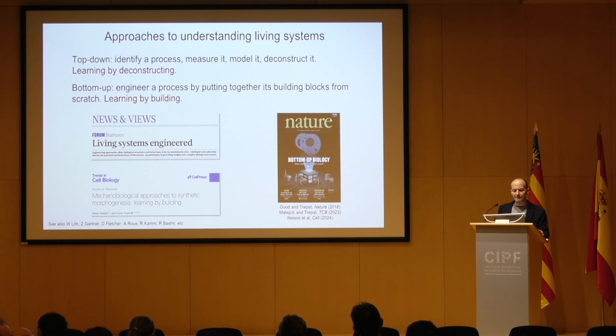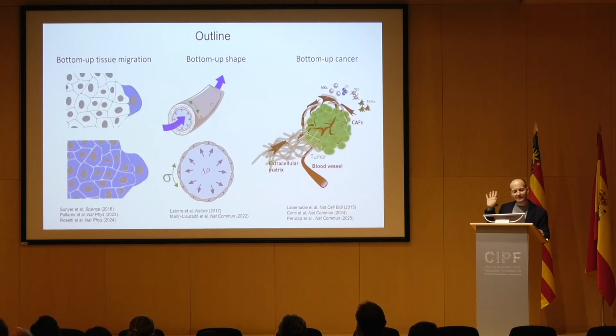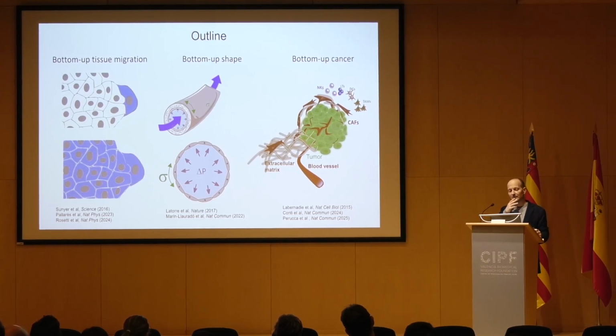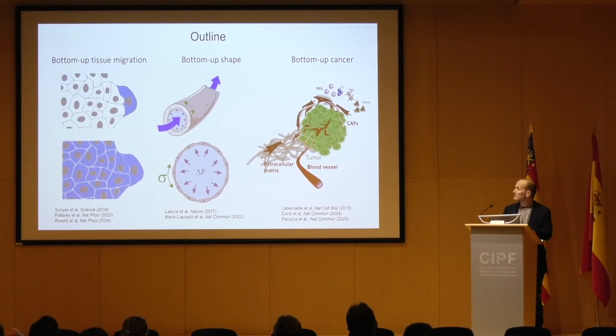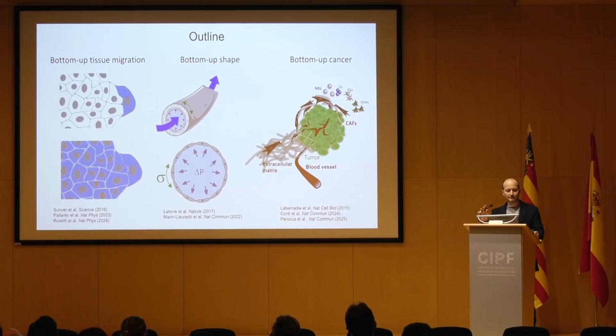Okay, so in the lab we have 3 main lines where we apply these ideas. So the first one is to use bottom-up approaches to study tissue migration. Another line is to study shape. Another one is to study cancer. So the main person who has developed this line of research in the lab has been Anna. And I'm sure that she has already told you about a lot of this, so I will not touch cancer today. I will focus on these 2 lines of research, bottom-up tissue migration and bottom-up shape. And mostly I will be telling you about migration.